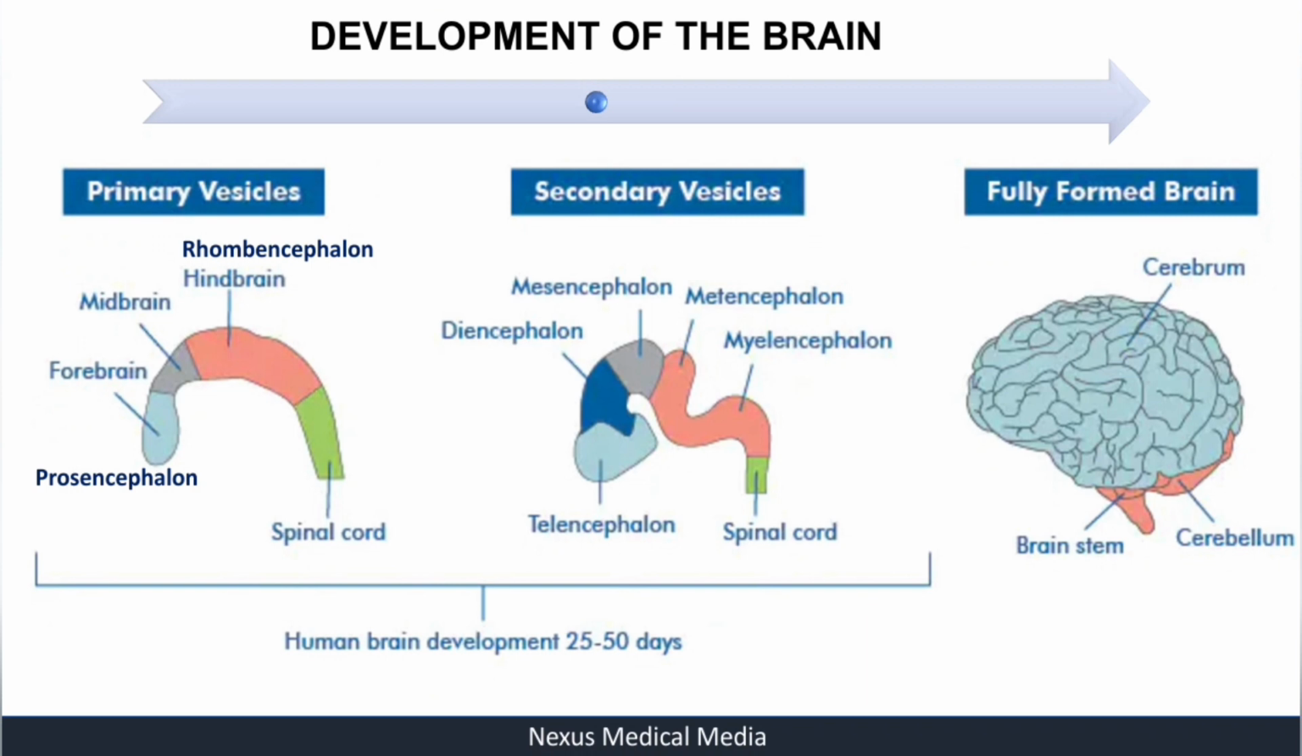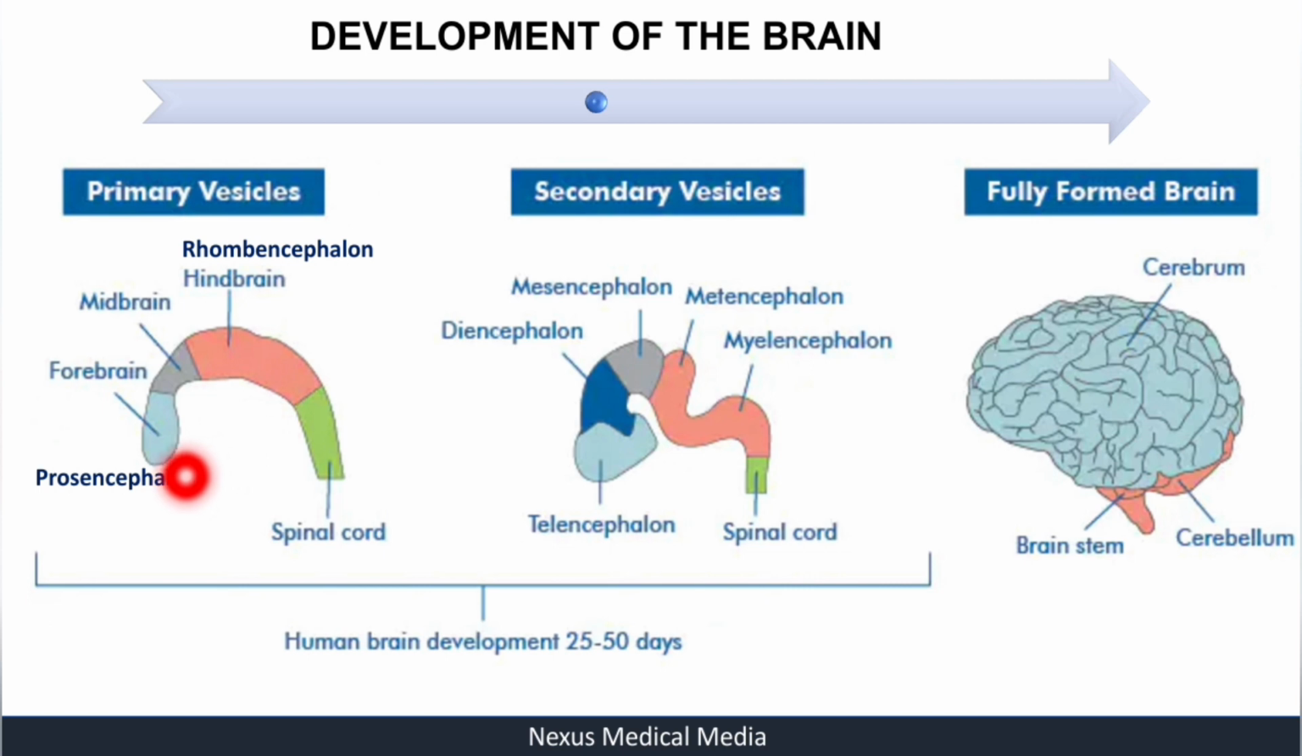So the brain, firstly, it forms, right. So firstly, the brain starts as vesicles. They are called primary vesicles, and there are three. There is the forebrain called prosencephalon. There is the midbrain called the mesencephalon, and the hindbrain called the rhombencephalon, right?